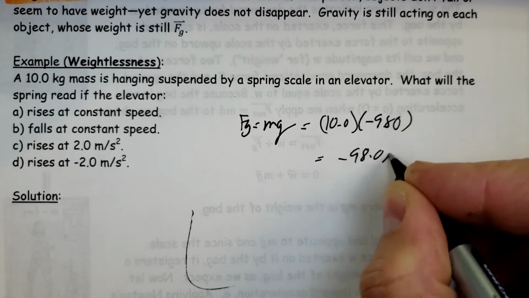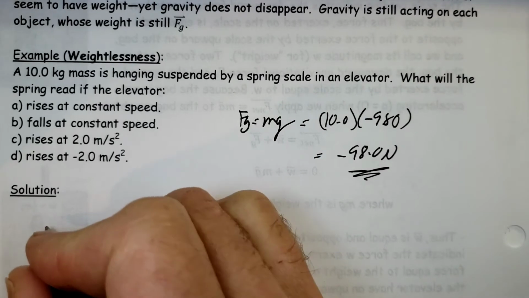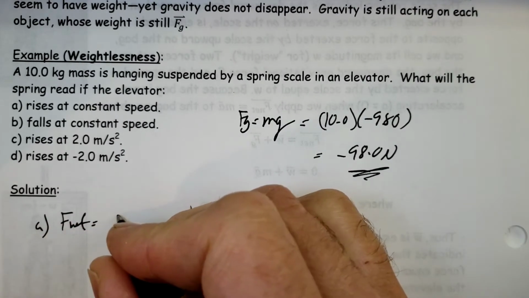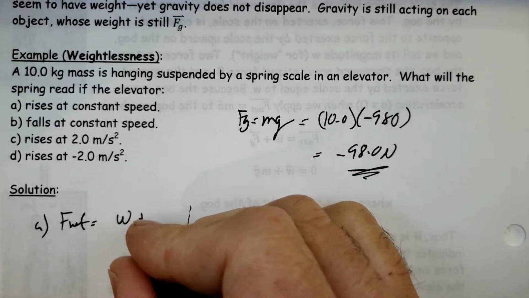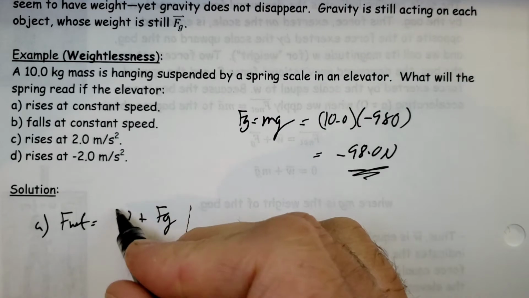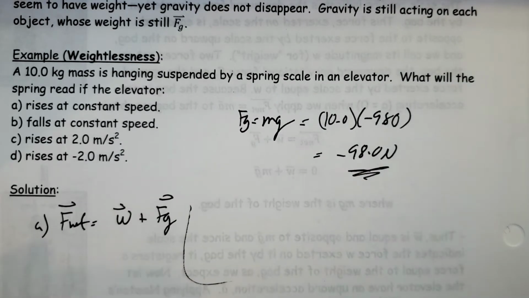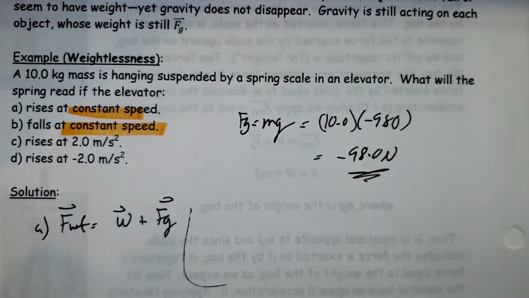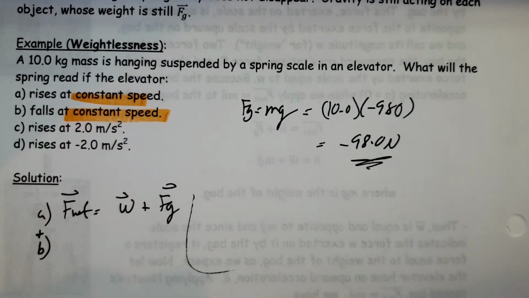So negative 98 newtons is the weight, the actual weight of the object. If we look at this, F net, so vertically we have the apparent weight, the scale pulling up on the object, and Fg, the earth pulling on the object. Now, if I am at constant speed, in fact, what I can do here is say A and B, because guess what? We're going to get the same result.